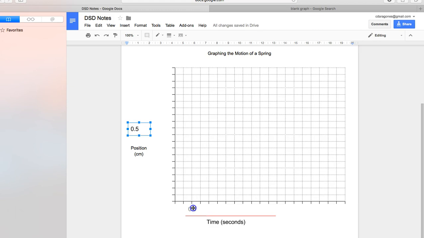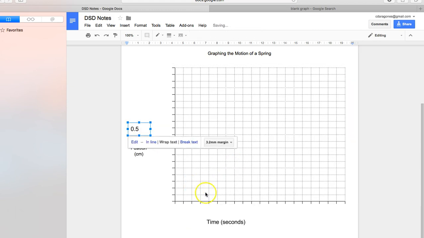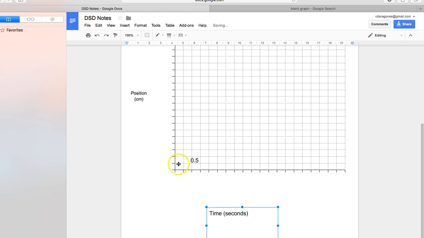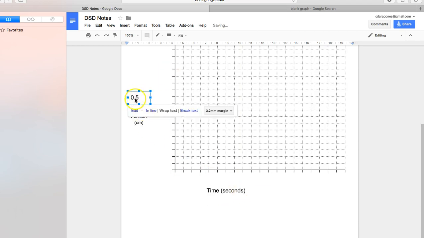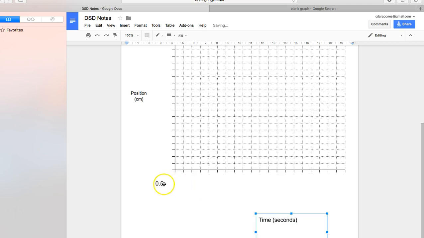It's right here. I don't know why it's doing that. I'm gonna go ahead and write it. Scoot this way down so it's out of the way, and I'm gonna put it right there.